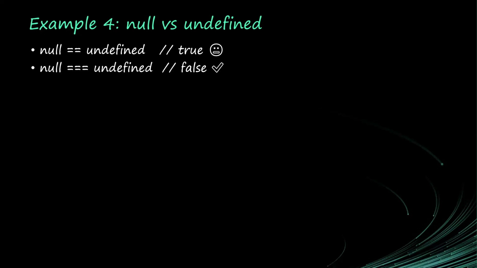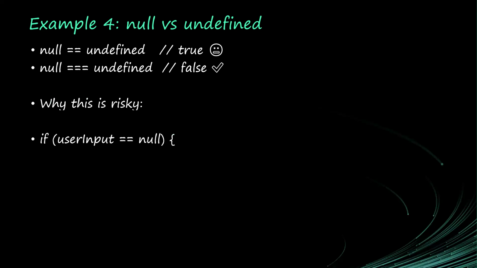Bottom line here is that when you're working with null versus undefined, first of all, understand that the two of them are two different things. They are two different data types. Null is different, undefined is different. Okay. And don't use the non-strict equality operator to check for their equality. Always use the strict equality operator. Okay. So why is this risky?